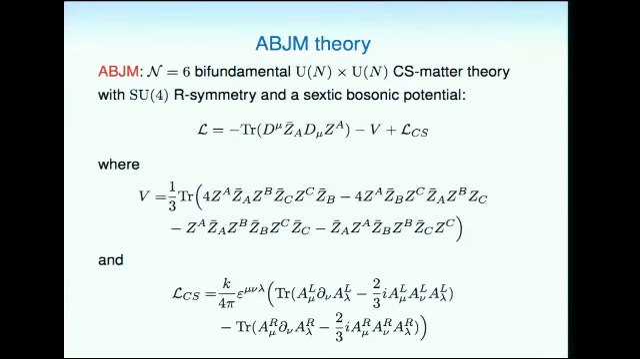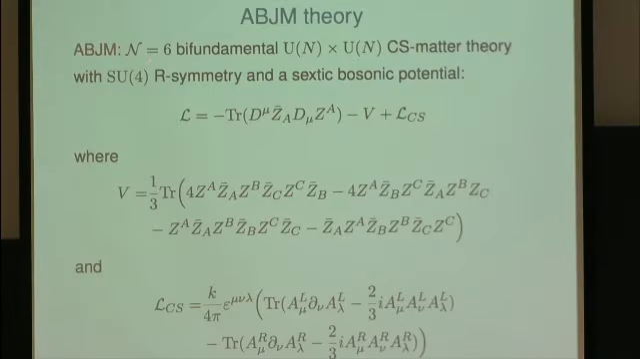So ABJM theory, you've heard this millions of times. Let me just emphasize the main features of this theory. It's a superconformal theory in 3 dimensions with N=6 supersymmetry that involves 12 supercharges. It's got 2 U(N) times U(N) gauge groups which have a Chern-Simons kinetic term with equal but opposite levels.